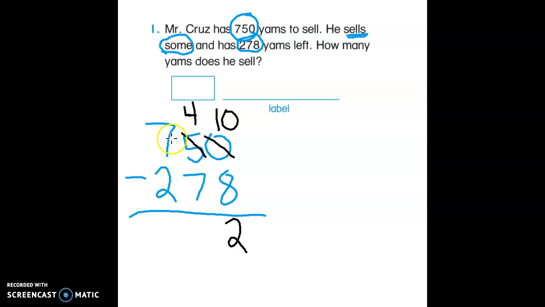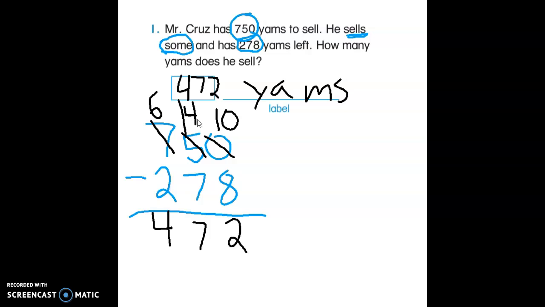Move on to my 10s. 4, take away 7. I cannot take away 7 from 4. So I have to borrow. My 7 becomes a 6. My 4 becomes 14. 14 take away 7 equals 7. 6 take away 2 equals 4. So my answer ends up being 472 yams.